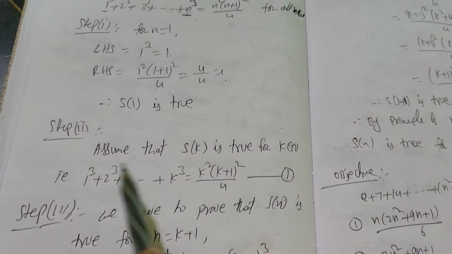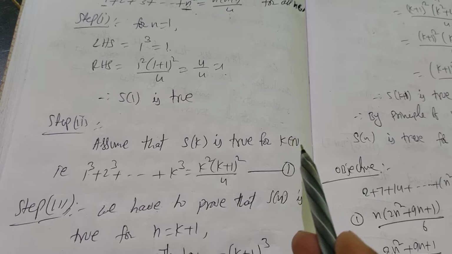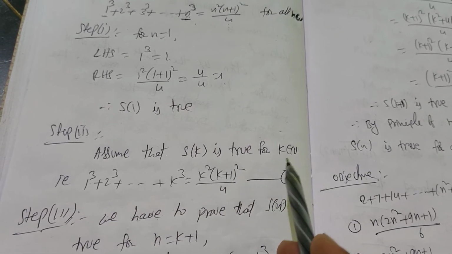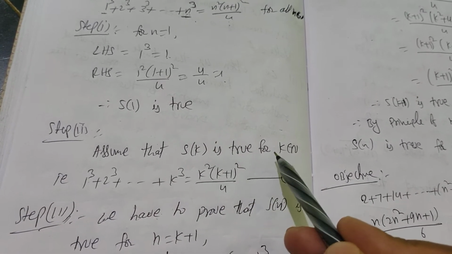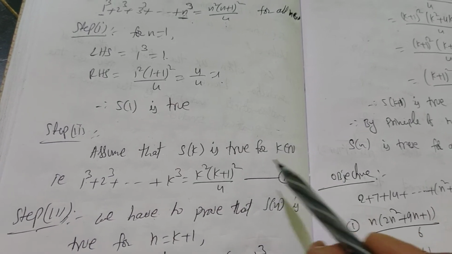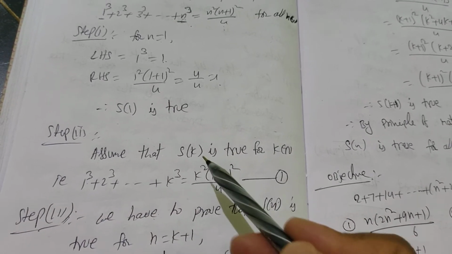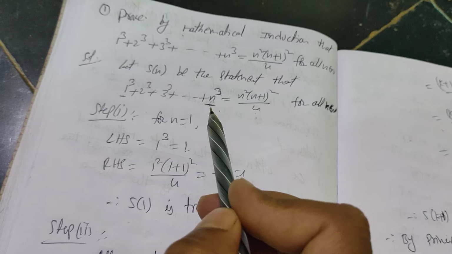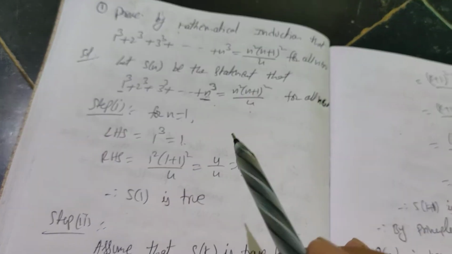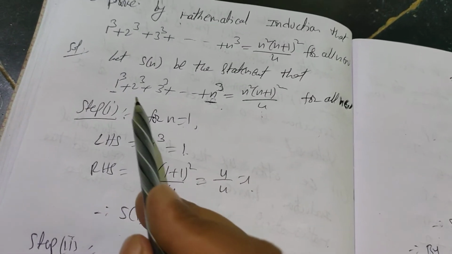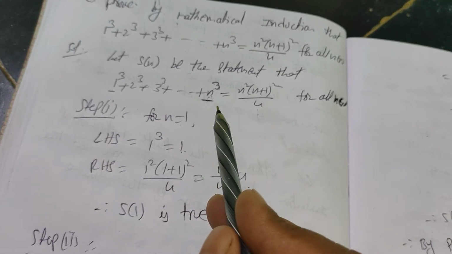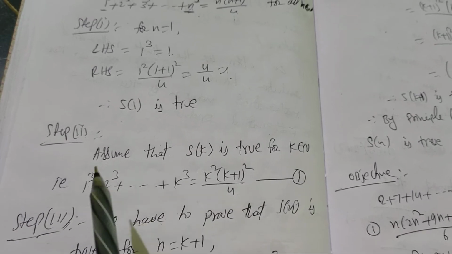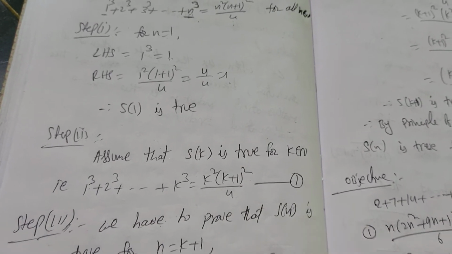Next, step 2. Assume that S of k is true for k belongs to N. That means you have to assume for n is equal to k. So how will it be? In the place of n in the given series or in S of n, if you substitute n is equal to k, how will it be? That is for n is equal to k. So that means 1 cube plus 2 cube plus 3 cube plus and so on plus k cube is equal to k square into k plus 1 whole square by 4. That is the assumption. You take that equation as 1.